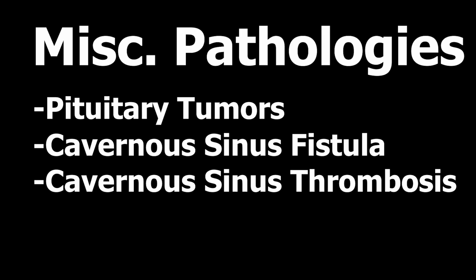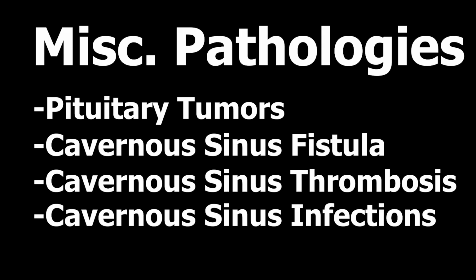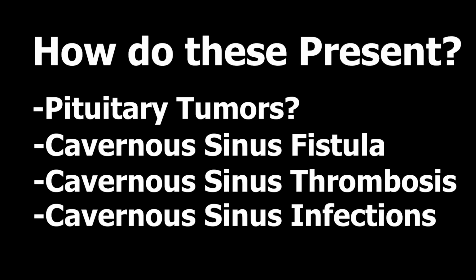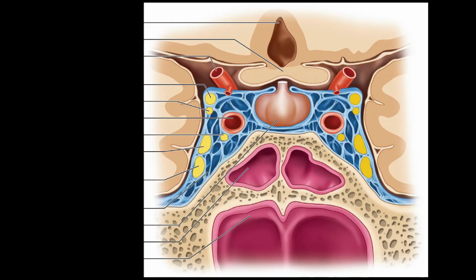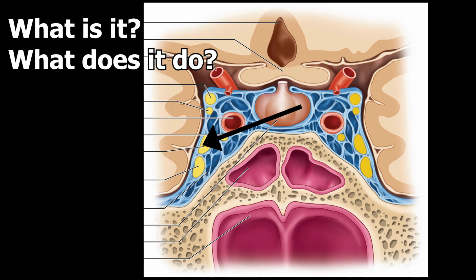And the only pathologies that are really ever involved with the cavernous sinus are pituitary tumors, cavernous fistulas, cavernous sinus thrombosis, some infections. And I mean, they can all really present in very different ways because there's so many different nerves in there that can all lead to different sensations and different motor deficits. But in my experience, it really does not matter because they're really just going to show you this picture. They're going to point to a nerve, or they're going to say, what is it, or what is the deficit you're going to see with this nerve?